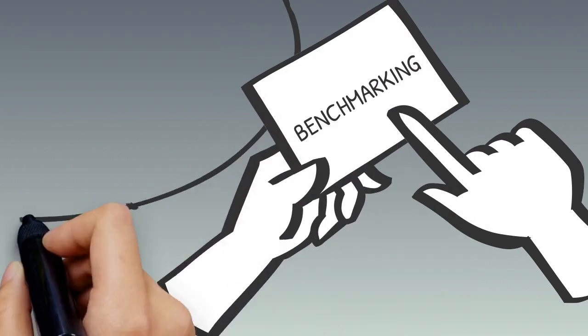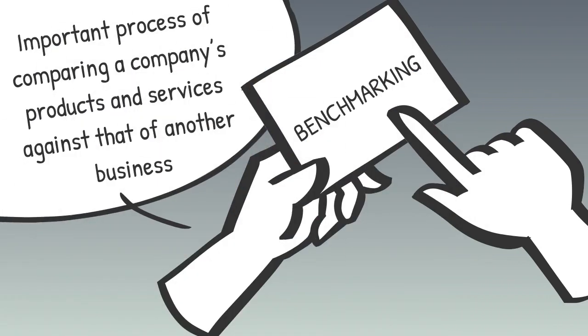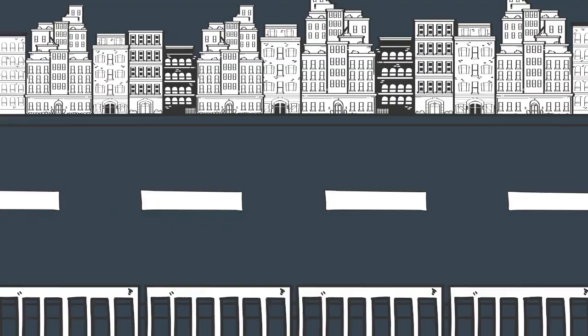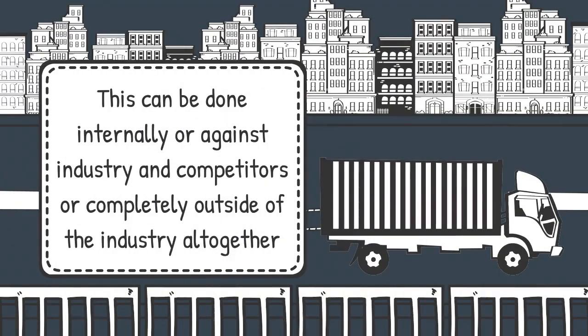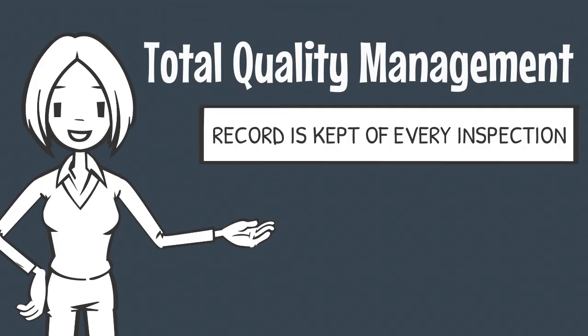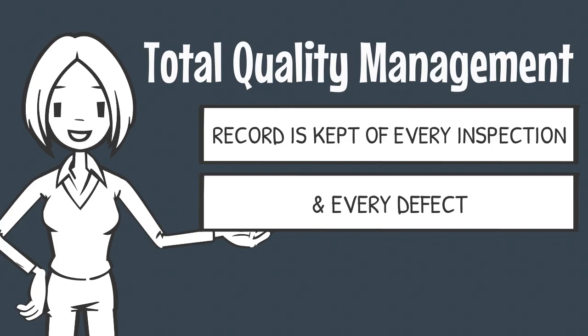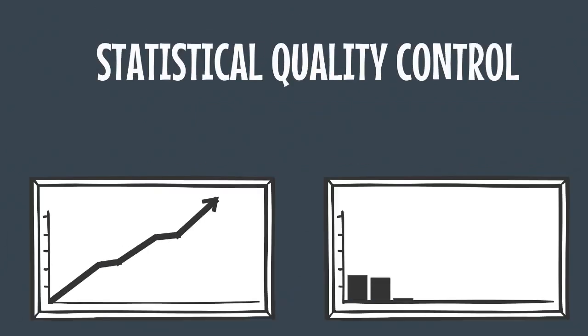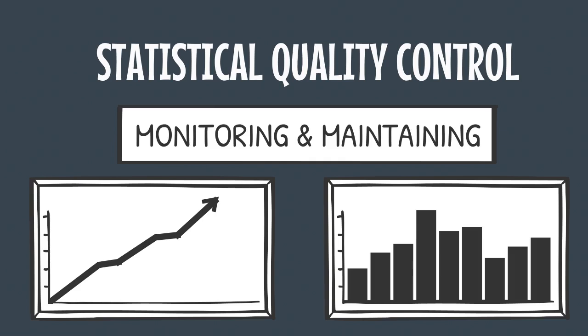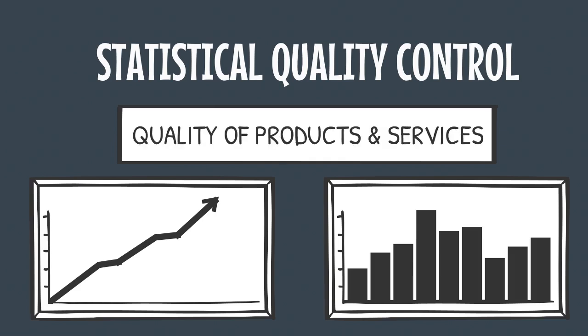Benchmarking is also an important process of comparing a company's products and services against that of another business. This can be done internally or against industry and competitors, or completely outside of the industry altogether. Total quality management requires that a record is kept of every inspection and every defect, and statistical quality control is the use of statistical methods in the monitoring and maintaining of the quality of products and services.